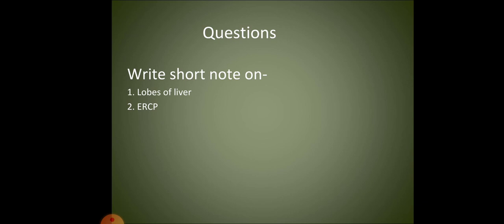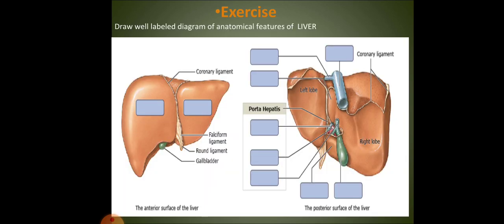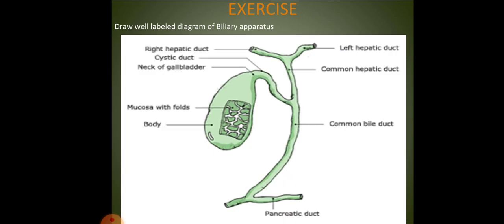Now the questions related to this topic include: write short note on lobes of liver. So in this we have to discuss about the lobes. Next is ERCP. This is the endoscopic retrograde cholangiopancreatography. In this we have to discuss about its techniques and its importance. Then this is the exercise. In this you have to draw both these diagrams and label all the unlabeled structures in this. And the next is draw well-labeled diagram of the biliary apparatus. In this you have to discuss about the biliary apparatus, draw its diagram and use color as it is shown in the image. So this completes your topic.